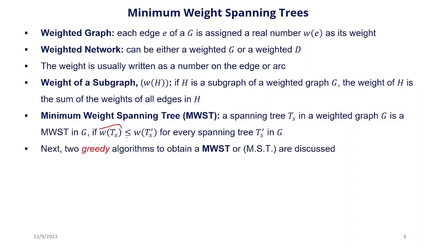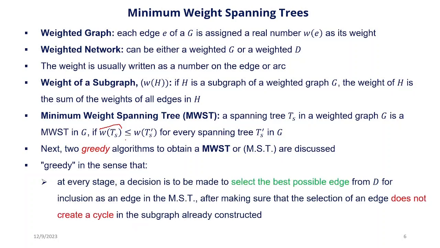So next we are going to describe two greedy algorithms that we can use to obtain the minimum weight spanning tree of a graph. Why do we call them greedy? Because at every stage in the algorithms, a decision is made to select the best possible edge from the graph, either G or D, for inclusion in the minimum spanning tree, after making sure that the selection of an edge does not create a cycle in the subgraph already constructed.